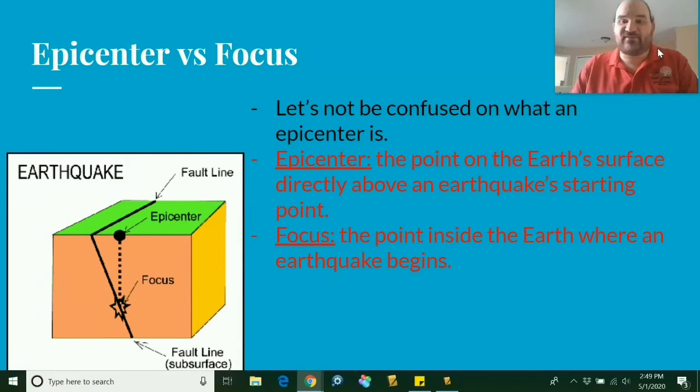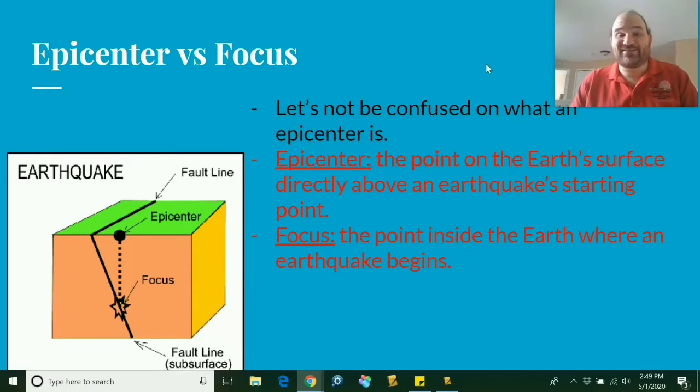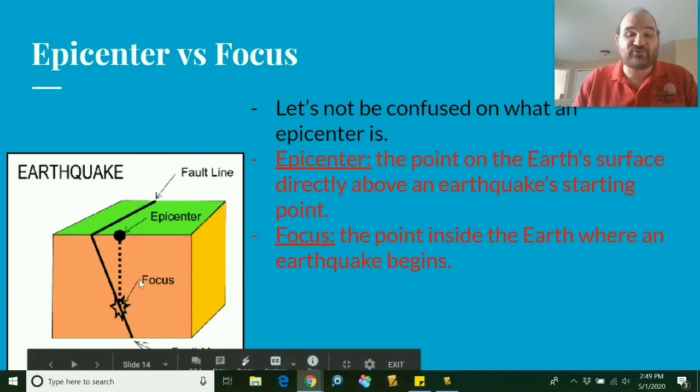Now, let's not be confused about what an epicenter is. We talked about this a bunch. Epicenter up here on the top. Go ahead and circle it. It is the point on Earth's surface that's directly above the actual starting point, which is the focus down here.